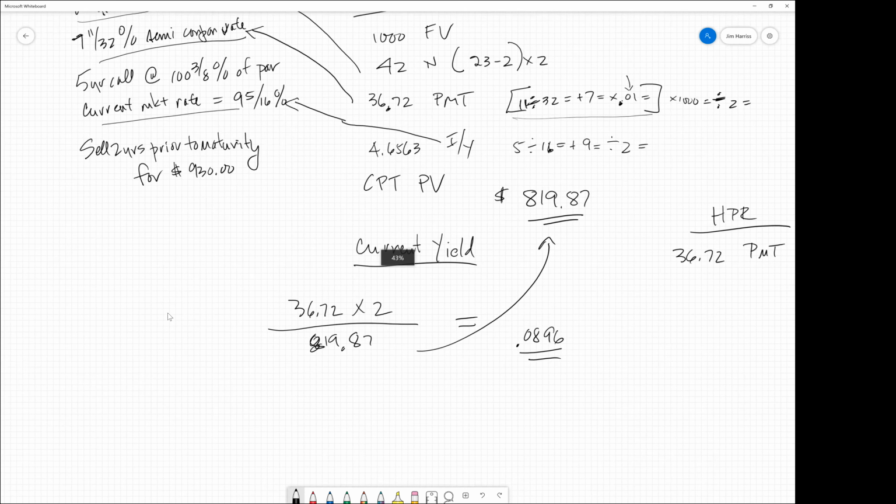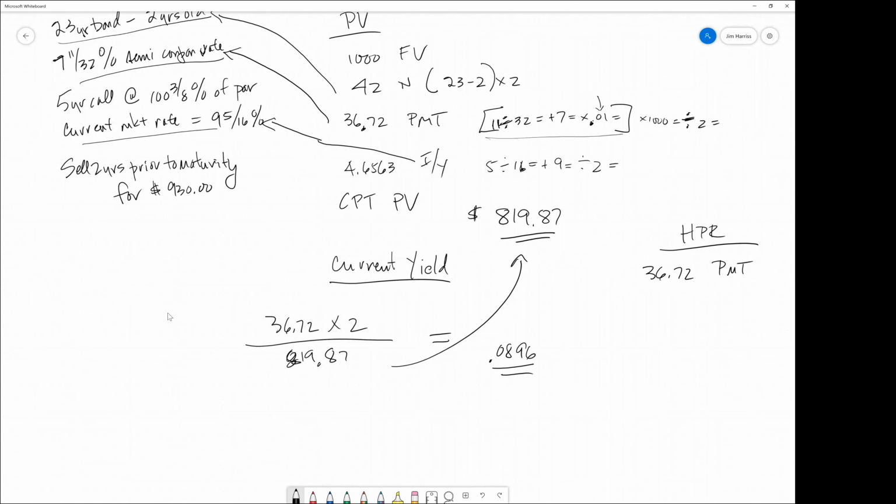That $930 is going to play a role here in the number we're just playing with. Okay, so HPR, $930 is going to be your future value. Okay, I just gave it to you right here because we're not going to hold it to maturity. N is going to be a little bit different, okay, because N is going to be 38, I believe.